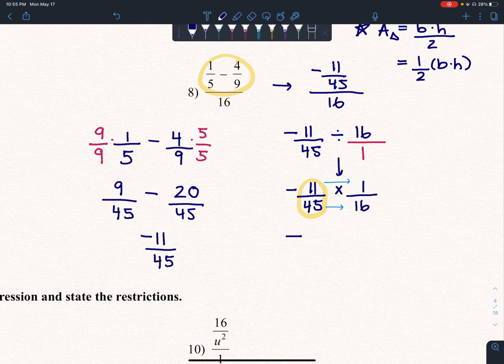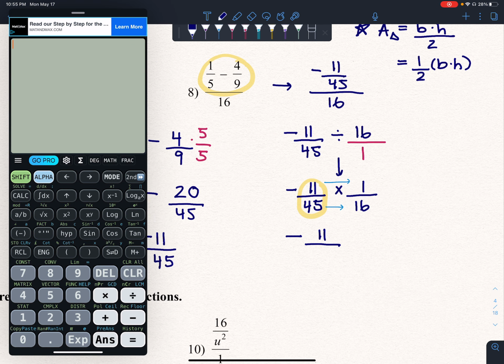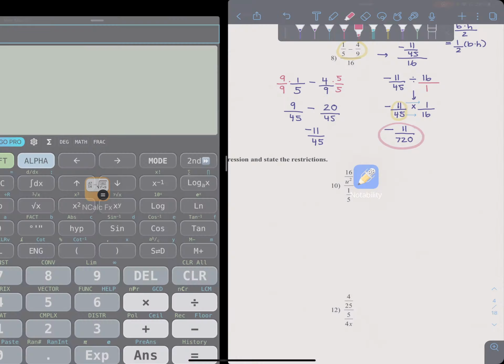And now we have 11 times 1, which gives us 11. And then 45 times 16, that is not something I can do in my head. 720. Okay, and we can check just for fun if this can be reduced. It might actually. Actually, no, it's not. Yeah, it can't be reduced. And that would be your answer. So negative 11 over 720. So I'll just move this.